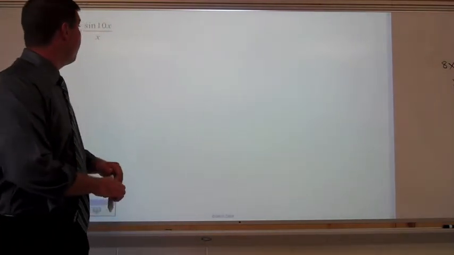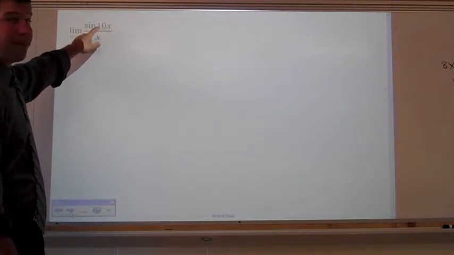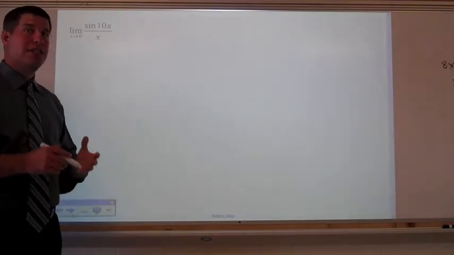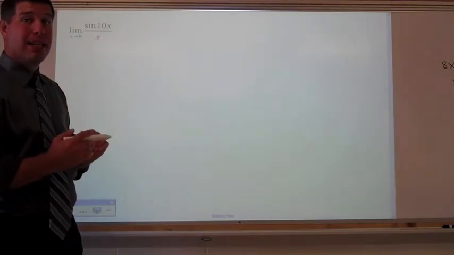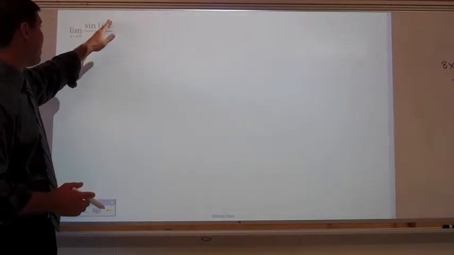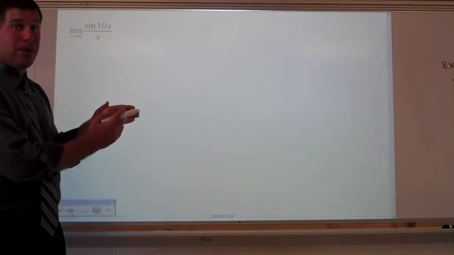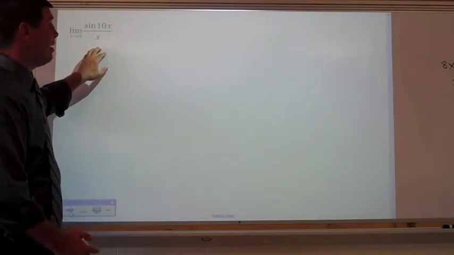Last example. Limit as x approaches 0, sine of 10x over x. So this is already very close to the sine of x over x form. We want the angle to be the same as the denominator. I cannot factor a 10 out of an angle. Sine of an angle, that angle has to stay the same. 10x is the angle. So I'm going to take this expression and make the denominator the same as the angle.